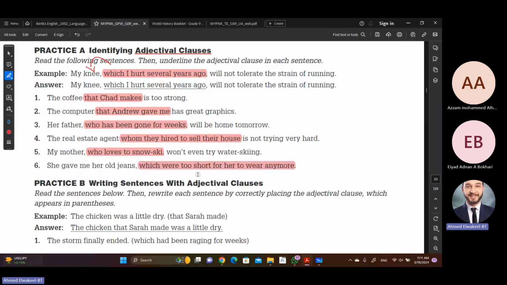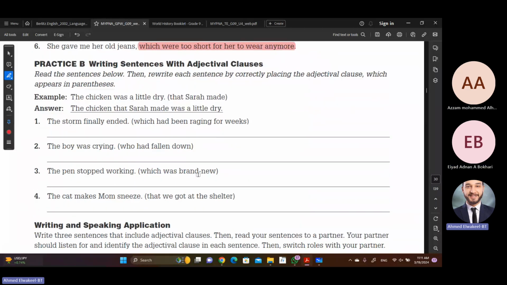Nice, awesome. And practice B, it's pretty easy. All we need to do in practice B is what? Right now I have a main clause and I have the subordinate one, and I need to link both of them in one sentence. First one: the storm, which had been raging for weeks, finally ended. Nice. But let's learn the trick first. What's the trick here?